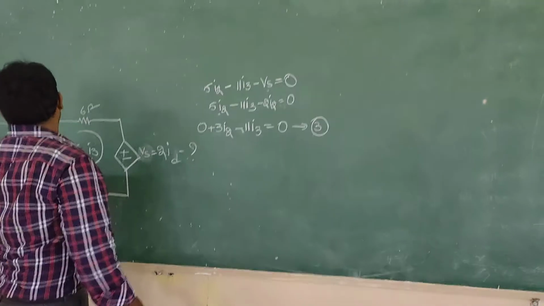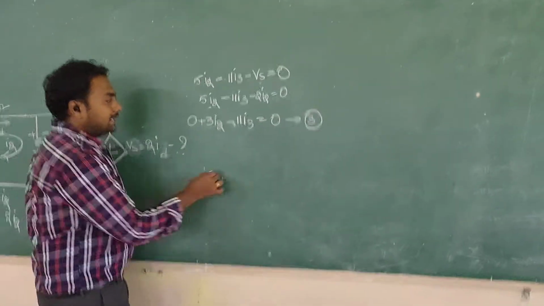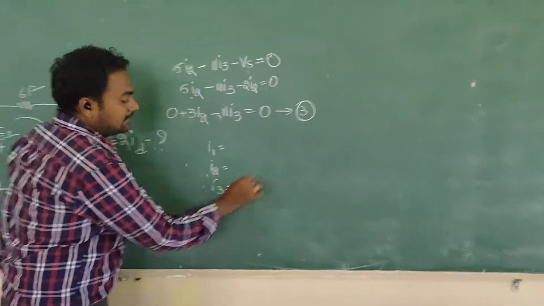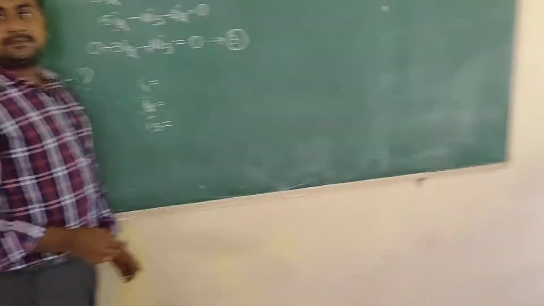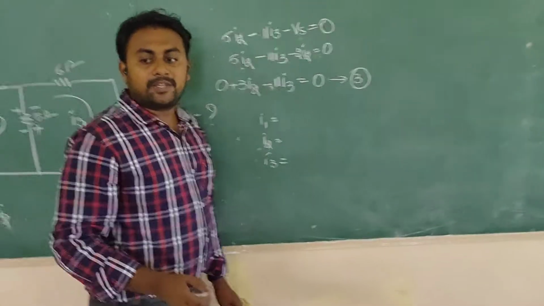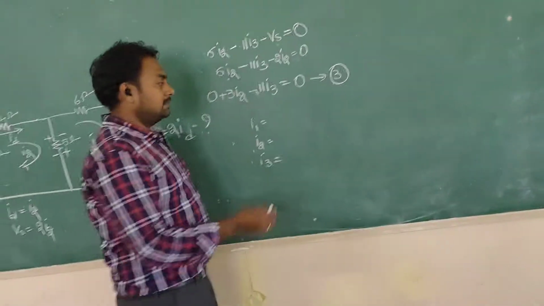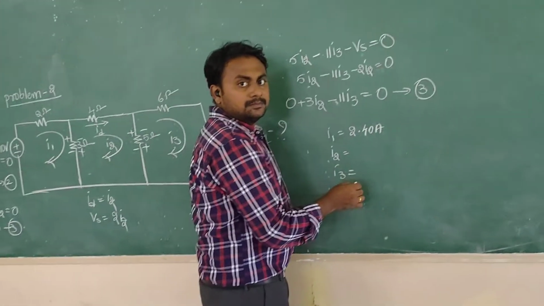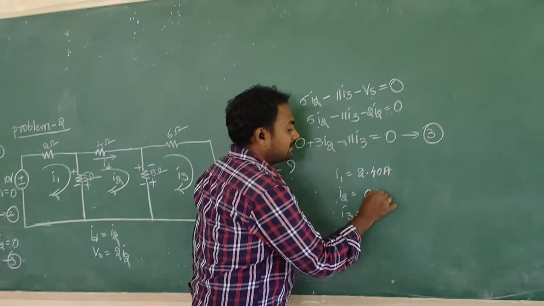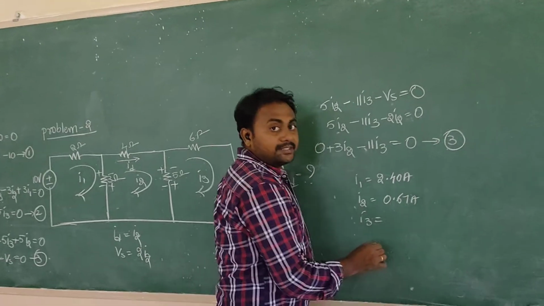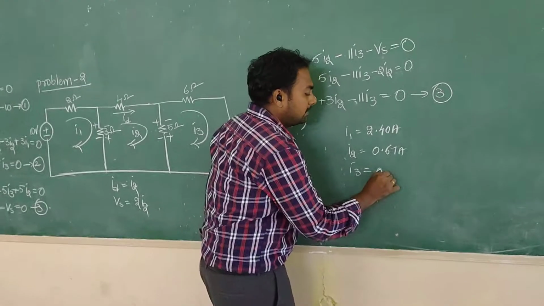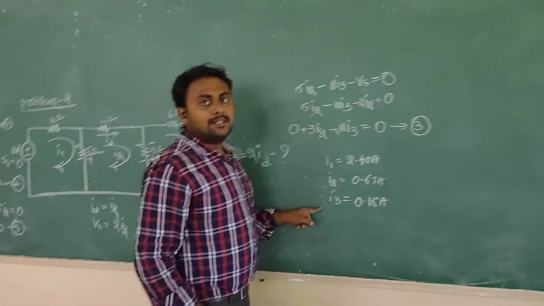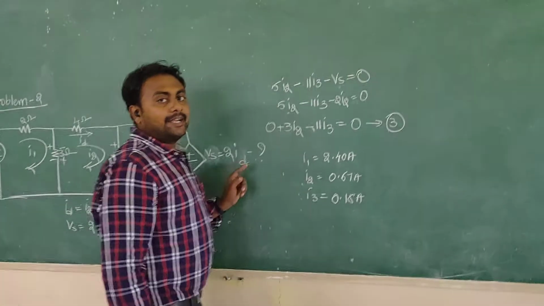By solving equations 1, 2 and 3, we get the values of I1, I2 and I3. What is the value of I1? 2.40 amperes. What is the value of I2? 0.67 amperes. What is the value of I3? 0.18 amperes. So these are the loop currents I1, I2 and I3.